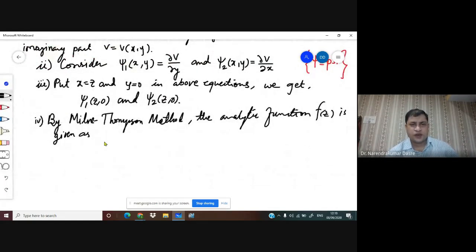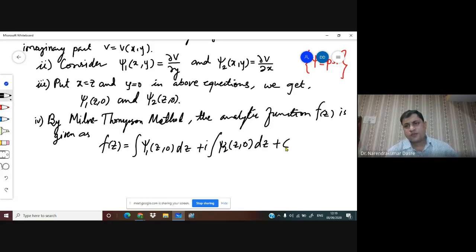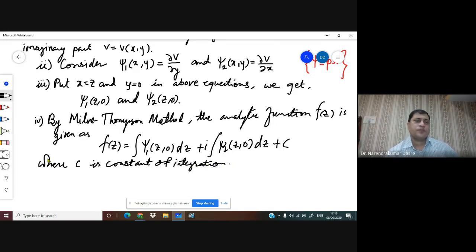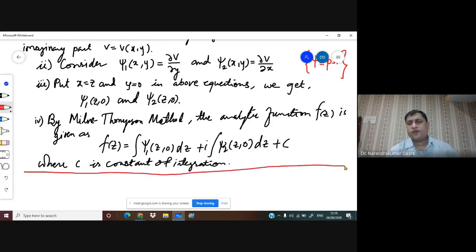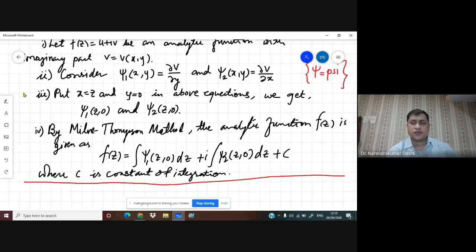Please, as I said, be careful about the formula. So f of z is equal to the integral of psi 1 of z, 0 dz plus, since this is an imaginary part, the integral of psi 2 of z, 0 dz, plus c, where c is the constant of integration. So that's what we have when the imaginary part is given.